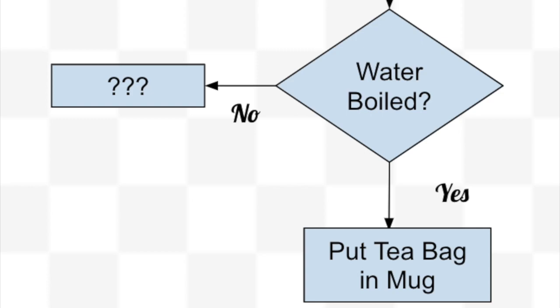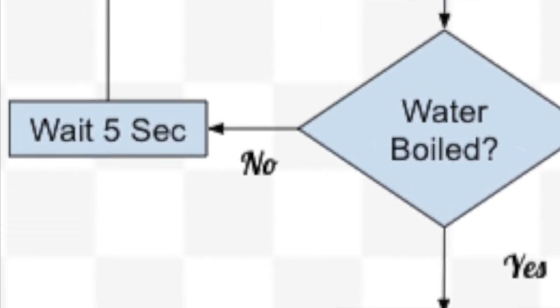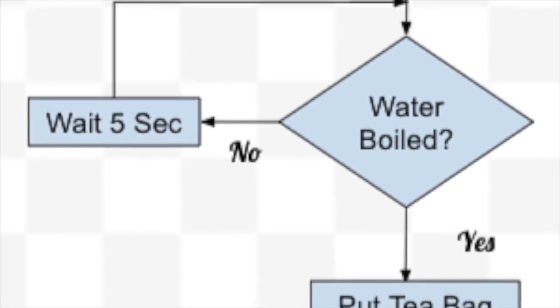Let's consider the other path. If the water is not boiled, I want to wait for a few seconds and then try again and again and again. This is called iteration. I want to do something again and again until a condition is met.